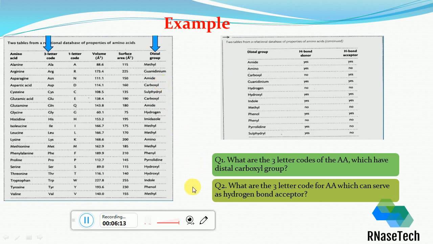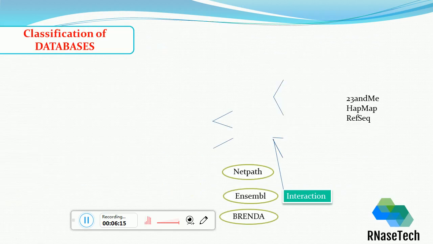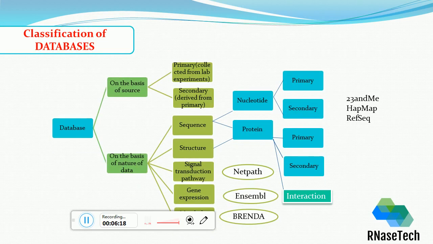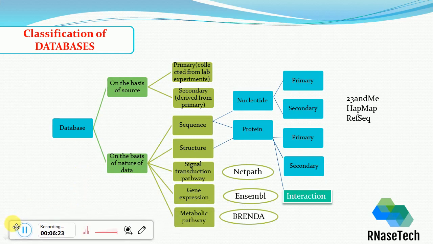Moving further, classification of databases. Basically, databases can be classified into two groups on the basis of source and on the basis of nature of data. On the basis of source, we can call them primary and secondary databases. On the basis of nature of data, we can divide them into sequence database, structure database, signal transduction pathway, gene expression, metabolic pathways, and a few more, which 2 or 3 are not mentioned here, but this is a general broad classification.